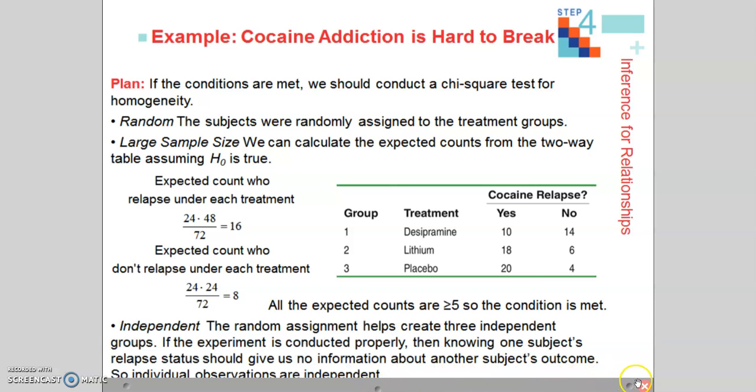Then the independent condition. So the random assignment creates 3 independent groups, and if you conduct an experiment properly, knowing one subject's relapse status gives us no information about another. So individual observations are independent. Those are the 2 things you have to say: the groups are independent, and the individual observations are independent. Notice we're not checking the 10% condition here because we are not sampling without replacement. This was a randomized experiment, not a random sample.